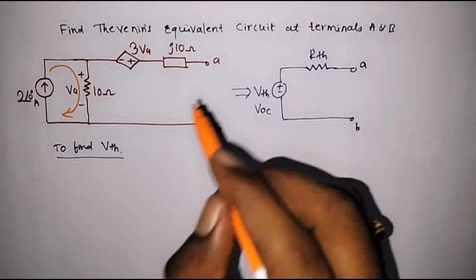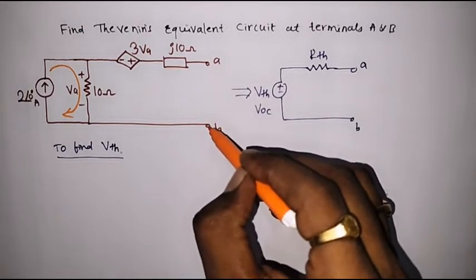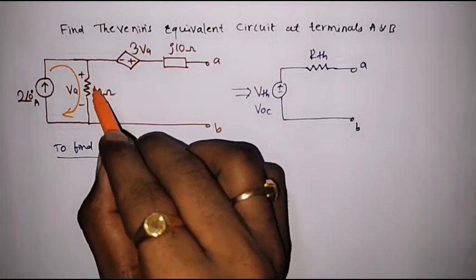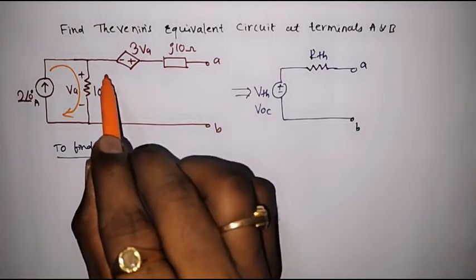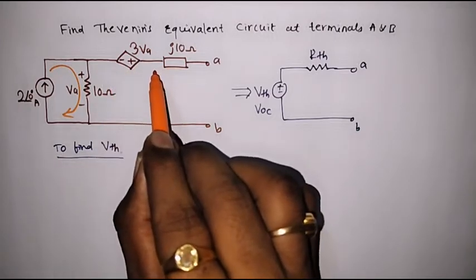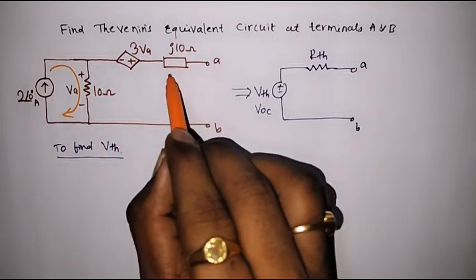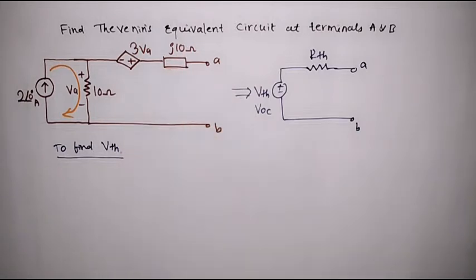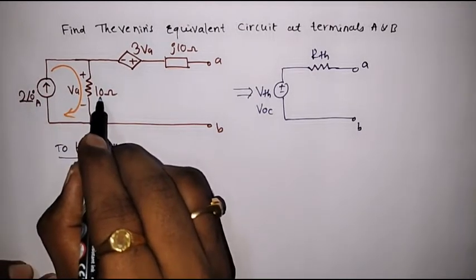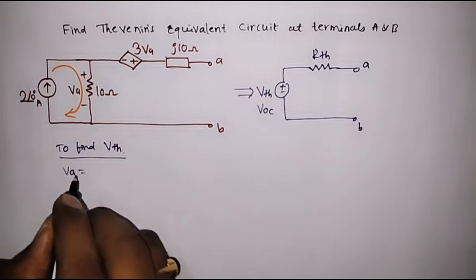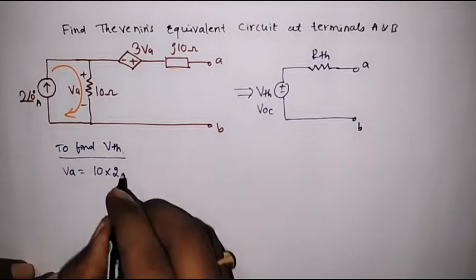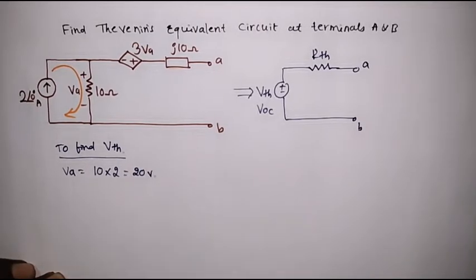So entire 2 amp current will flow through this loop. Therefore the voltage between these two terminals is equal to voltage 3 VA plus the voltage across the 10 ohm resistor. As no current flows in this branch, the voltage across J10 ohm is 0, because current is 0. So now I can say VA is the voltage across the 10 ohm resistor. Therefore VA is equal to 10 into this 2 amp current source, which is nothing but 20 volts.